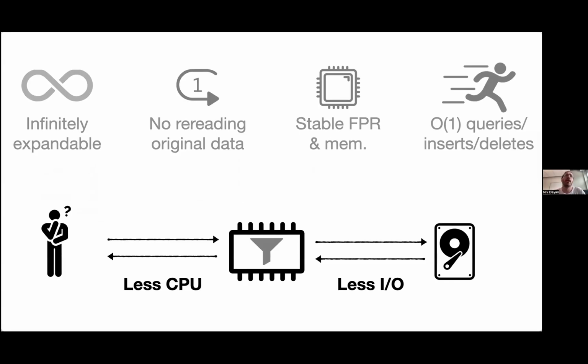And why is all of this good? All of this is good because we use these filters to prevent storage accesses. The fact that you have a lower false positive rate means fewer storage IOs, and the fact that this can answer queries in constant time means less CPU. So overall, the promise here is more efficient systems if we use these filters.